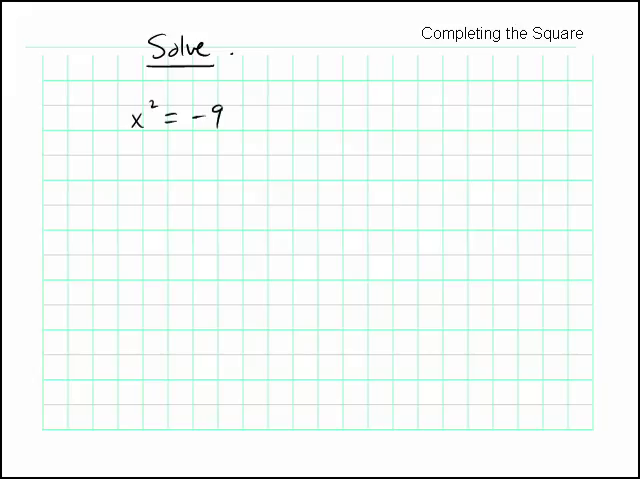X squared equals negative 9. No need to complete the square here. I've already just got an x squared on the left side. So to solve this equation, I would take the square root of both sides. Don't forget the plus or minus sign. On the left side we have x, and on the right side we have plus or minus square root of negative 9, as we learned in a previous section, is the imaginary number 3i. And so this equation has two imaginary solutions, negative 3i and positive 3i.